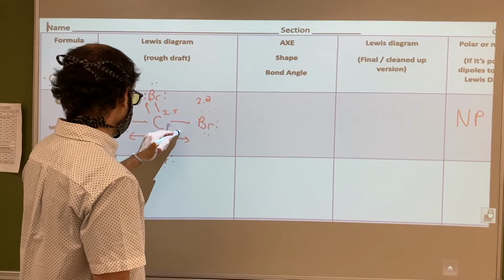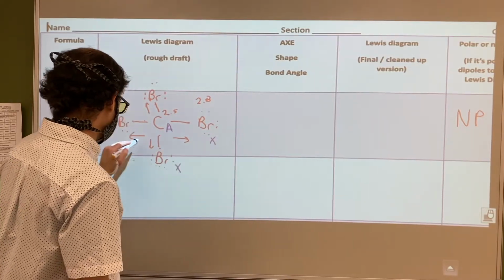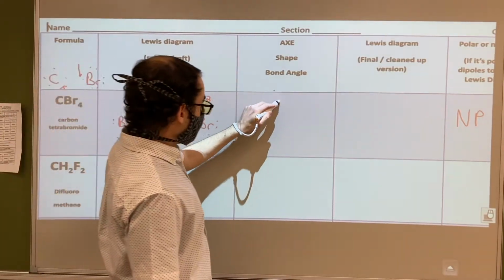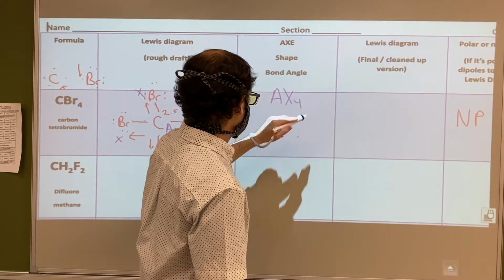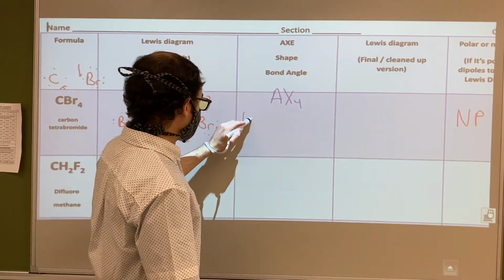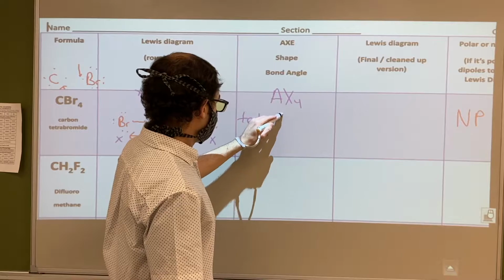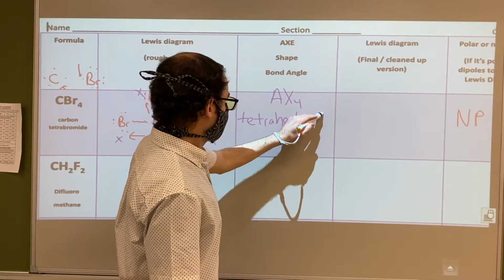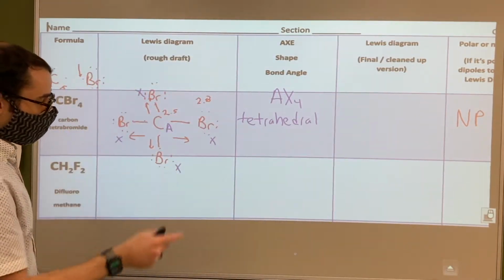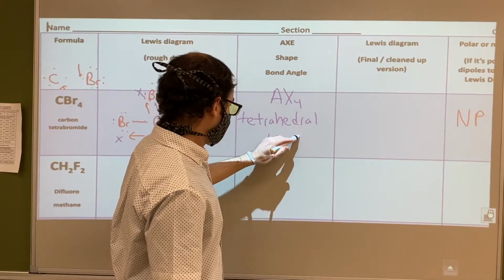So we have carbon as A, the bromines are all X's. So this is going to be AX4. The shape for AX4 is tetrahedral. And we have the bond angle of 109.5.